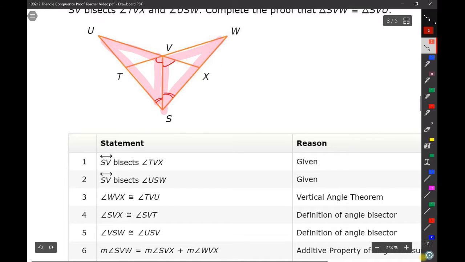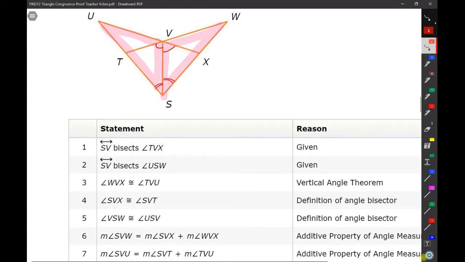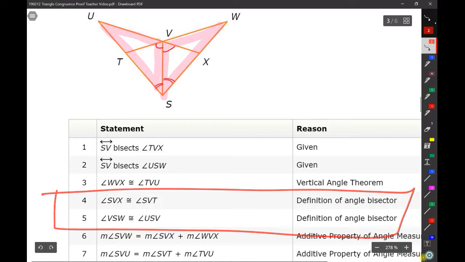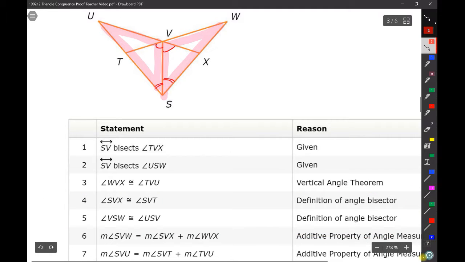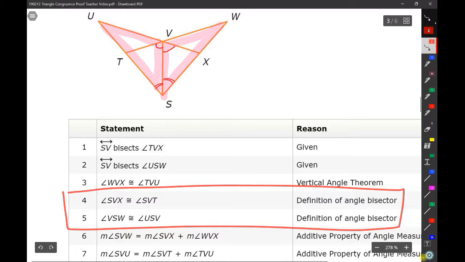Now, I'm going to skip over this one for just a second, and I want to talk about these two right here, 4 and 5. Take a look at what 4 and 5 say. 4 says SVX is congruent to SVT. SVX is congruent to SVT. Why? Because of the definition of an angle bisector. We already established that. Right? By putting these markings in here, that's what 4 and 5 are establishing for us.